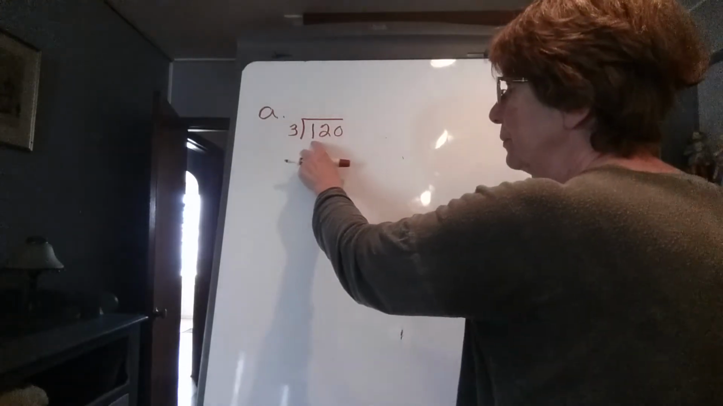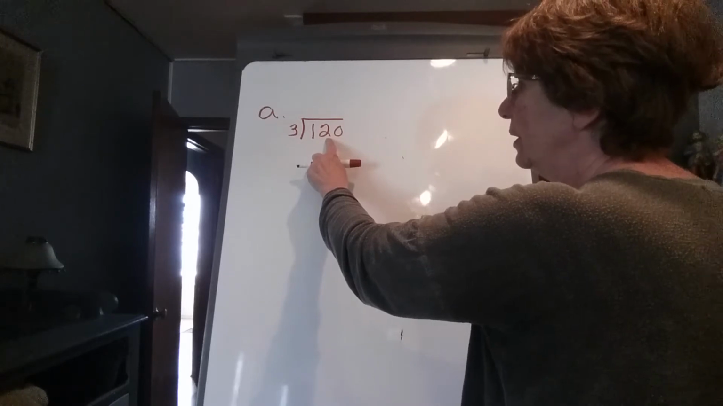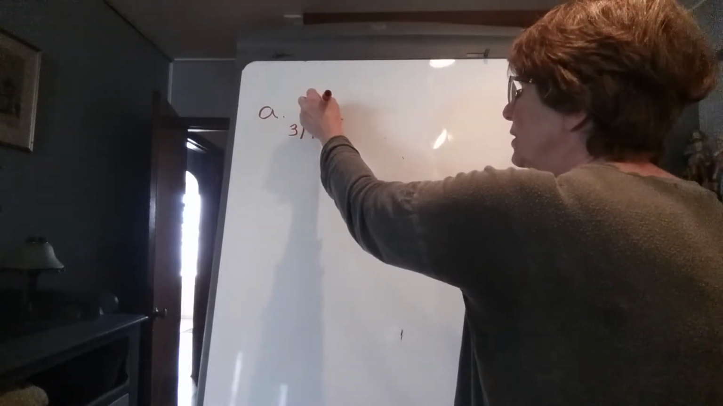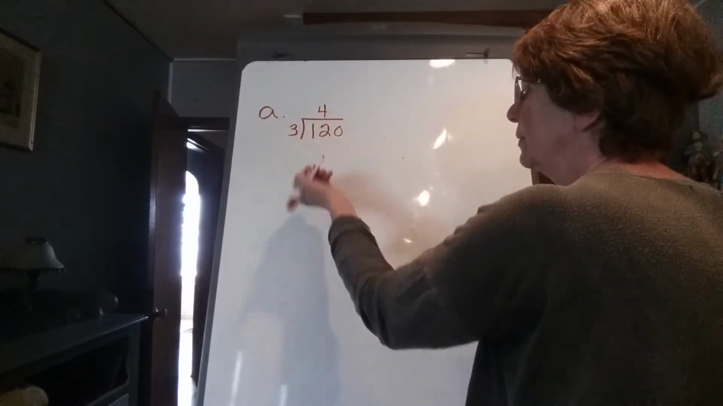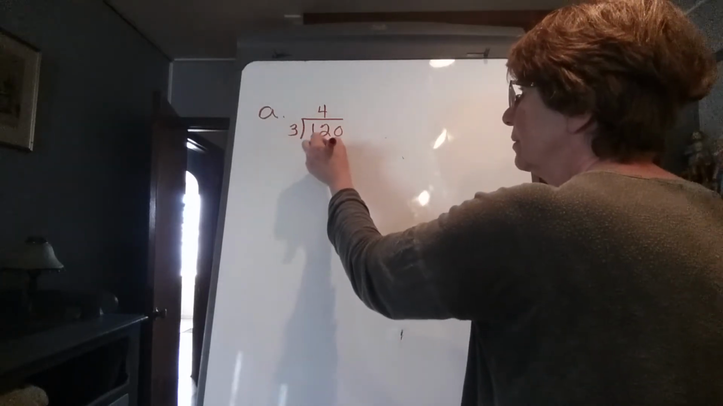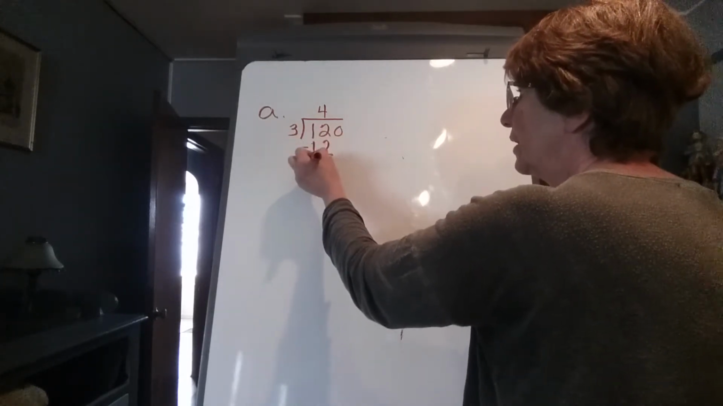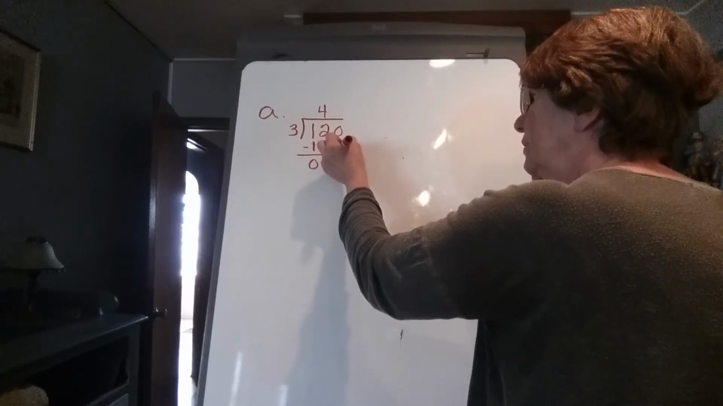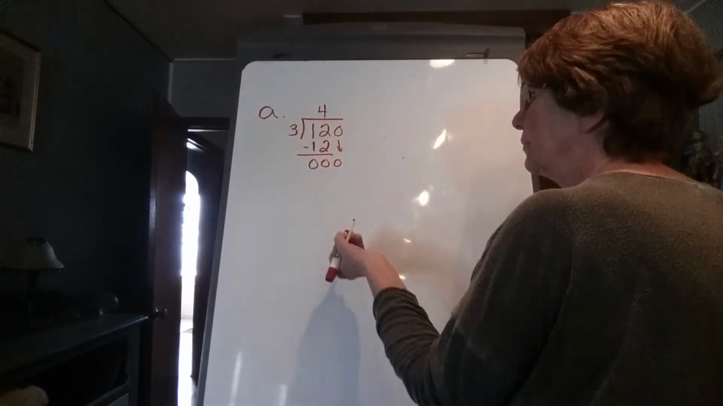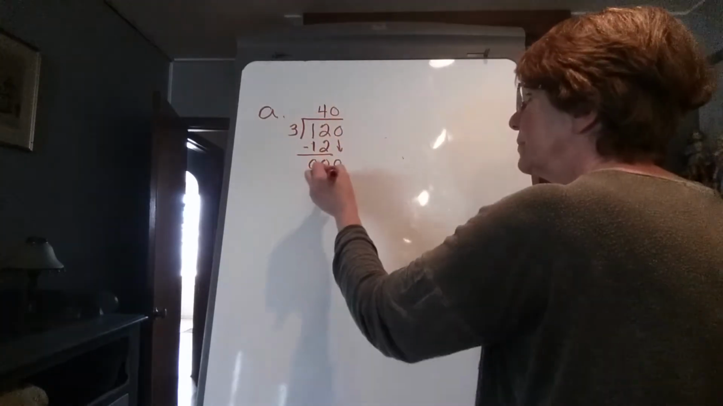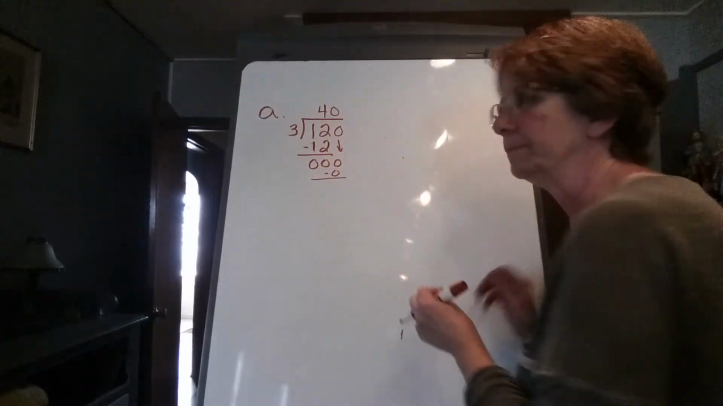So you can't go into 1, so it goes into 12. 12 goes into 3 4 times. You put the 4 above the 2. Multiply. Subtract. Bring down your 0. And 3 goes into 0 0 times. Okay?